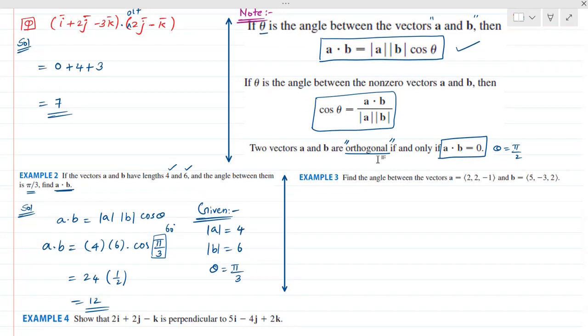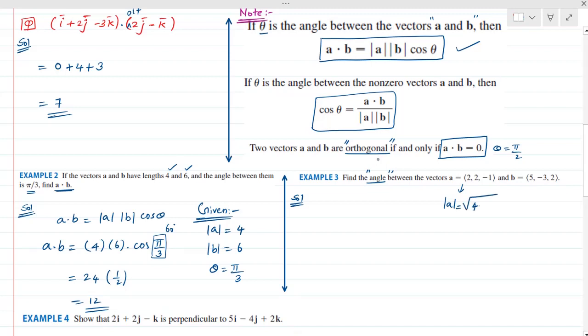Now in the next example, we will have it here. Find the angle. Here also we have to find the angle, but two vectors are given. So we have to calculate everything. For the A vector, I want to calculate the length of A. What is the length of A here?